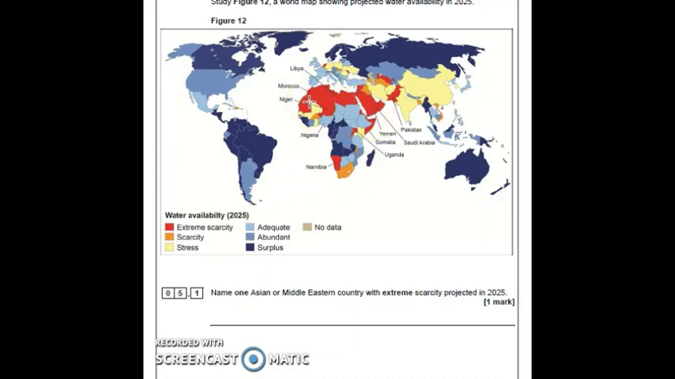So for instance, you could say many of them are sort of next to each other in a line. You could say many of them are in Africa, particularly North Africa, around the Sahara Desert. You could maybe suggest that the vast majority of these countries are LICs or NEEs. So patterns like that, we need 2 of those for both marks.